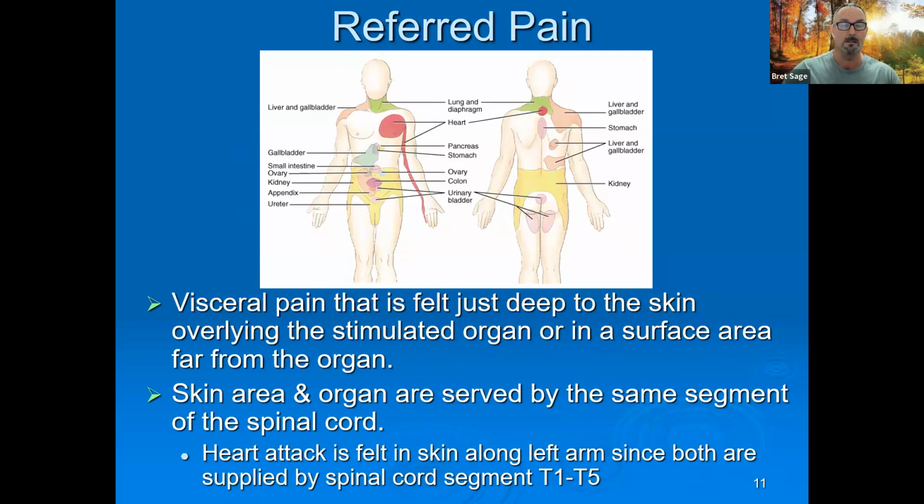So when you feel it, your brain interprets it as coming from the skin rather than from the internal part of the body. Heart attack is felt in the skin along the left arm since both are supplied by spinal cord segment T1 to T5. So because they're common, they go together as a single pathway, and because your heart almost never sends a pain signal, your brain interprets that as something from the skin. Your skin often sends pain signals. The real details of this we'll get into a little bit more.